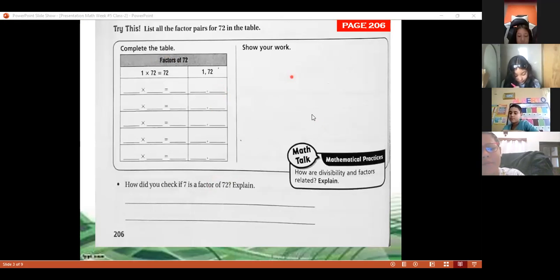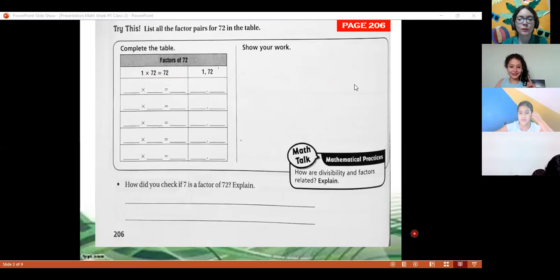We're going to identify all the factors that this number has. For example, 1 times 72 equals 72. So the factors, remember, are the two numbers that I multiply: 1 and 72. So they are factors. Let's find out more factors.